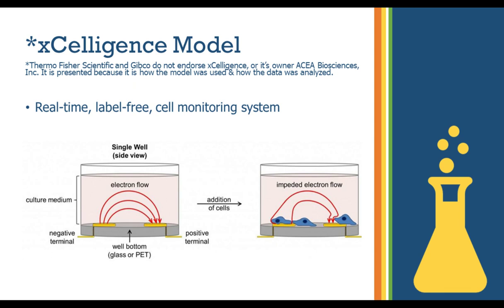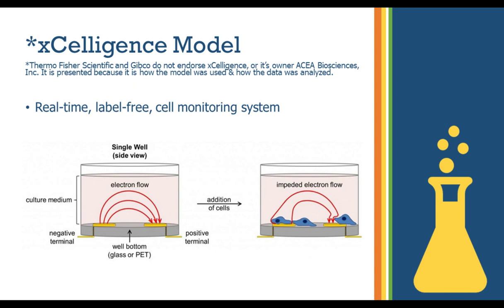When you add cells, moving to the right picture, and the cells attach and adhere to the substrate, you start to get an impeded electron flow as the cells attach, making it harder for the electron current to move from the negative terminal on the left to the positive terminal on the right. So that's the model design.